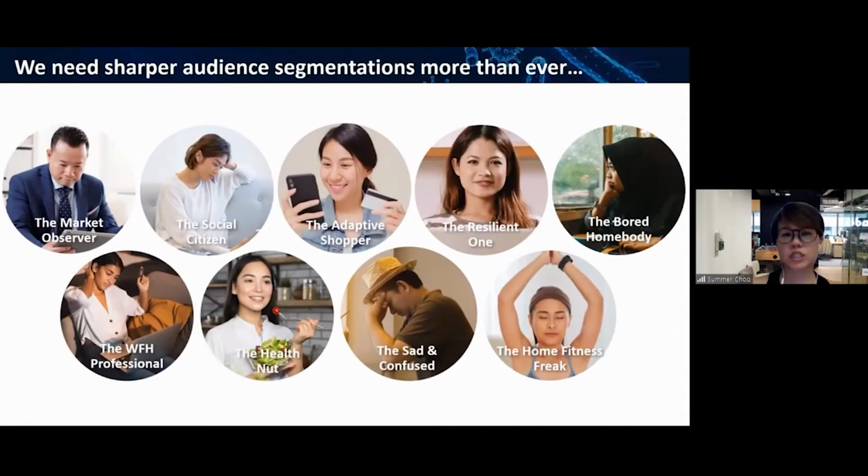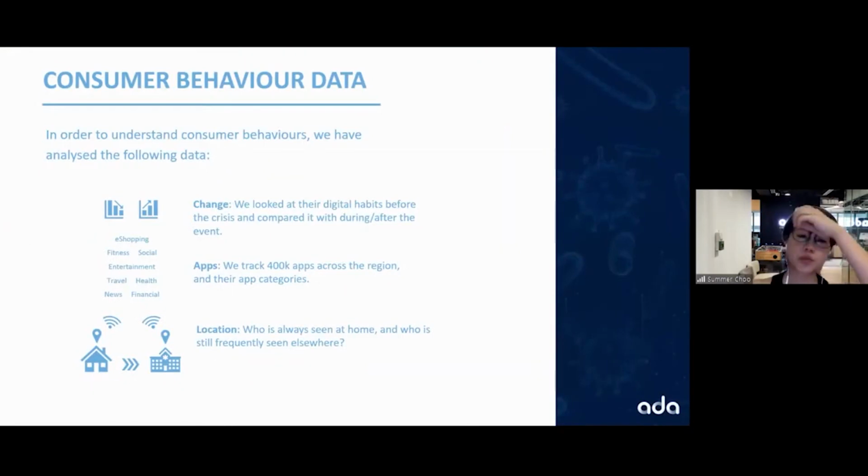And this is why we've created various audience personas based on their behavior. Now, Mobilewalla and AppsFlyer have shared a lot about how we can look at mobile data to create different personas to understand users' behavior. This is exactly the same way we use to create these different personas that we have for Southeast Asia. So what we did was we looked at consumers' mobile behavior before and during COVID-19. We also tracked the kind of app behavior they have across the region, more than 400,000 apps.